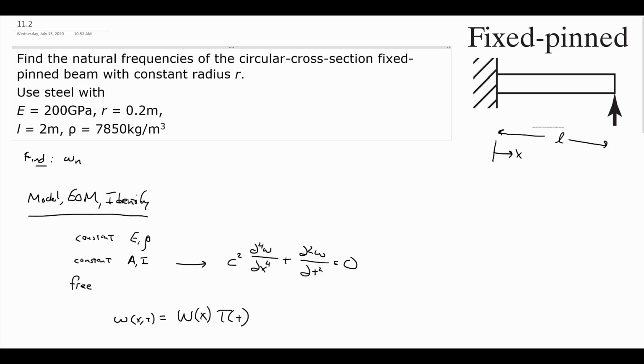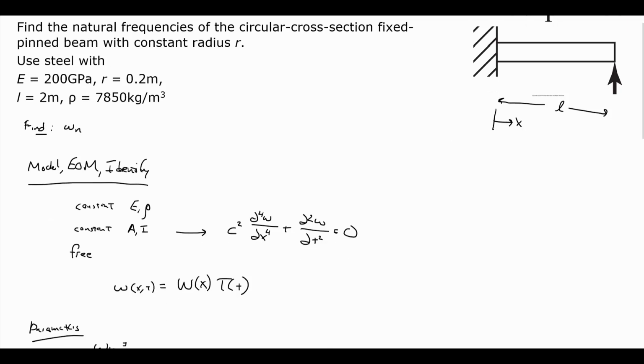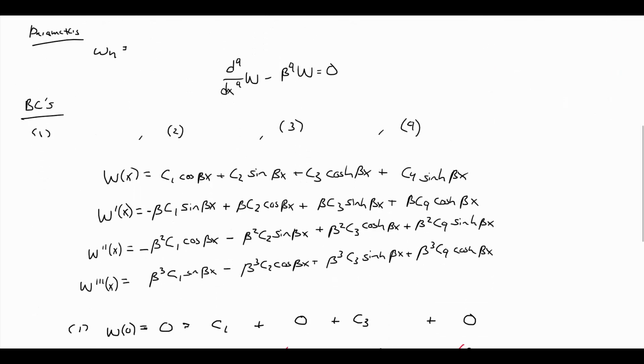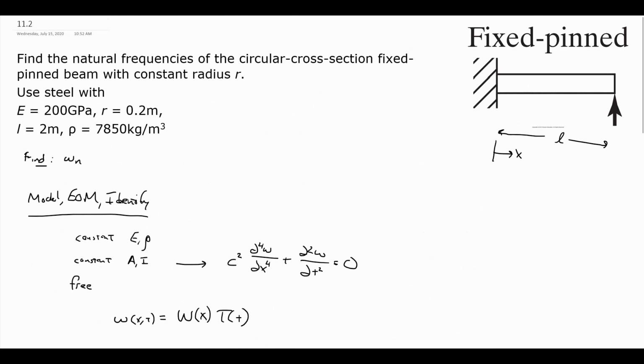If we look at x equals 0, it's still fixed to the wall there, so it's the same first two boundary conditions. We have W of 0 is 0, so the deflection at the wall is always 0 at all times. And the slope at the wall, W prime of 0, is also always 0. Our third boundary condition from example problem 1 also applies here. The internal bending moment is still going to be 0.